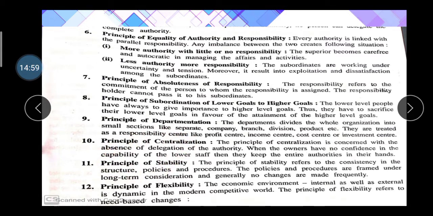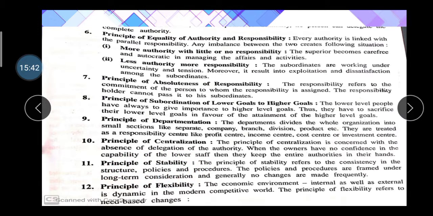Then the principle of stability. The principle of stability refers to consistency in structure, policies and procedures. The policies and procedures are formed with long term consideration, and generally no frequent changes are made, meaning you should not frequently change your organization structure. You have to maintain stability, because if you continuously change your organization structure, it creates complexity for new employees, and sometimes for former employees. Then the principle of flexibility.